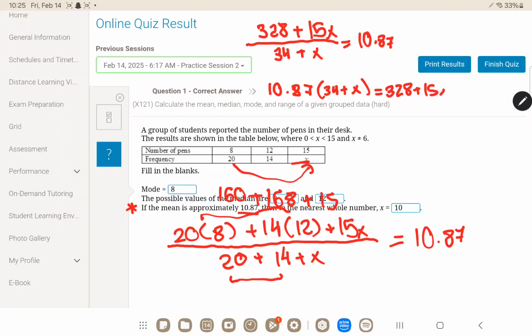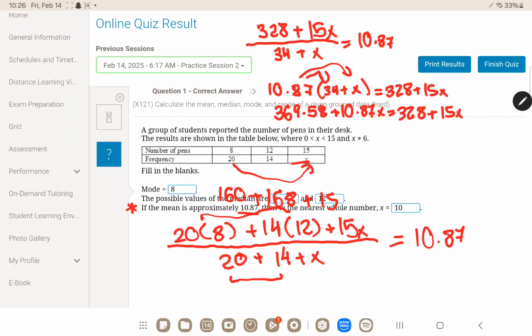Now what we're gonna do is distribute this into the brackets. So 10.87 times 34, which is gonna be, wait, yeah, it's 10.87, yeah. So it's 369.58 plus 10.87x gives you 328 plus 15x.